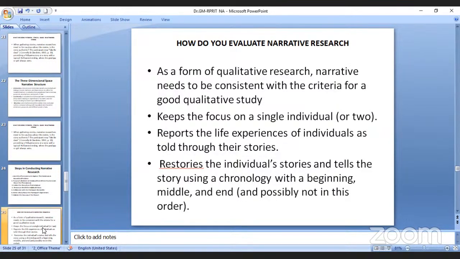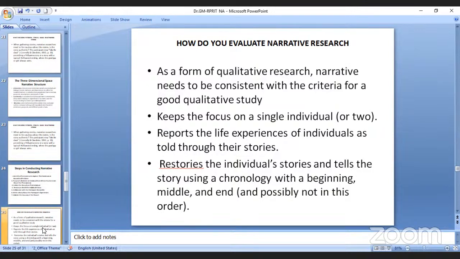So it keeps the focus on a single individual or two individuals. You can write the story of the individual, or sometimes two individuals, and report the life experiences of individuals as told through their stories. About their story, you can write a report neatly.